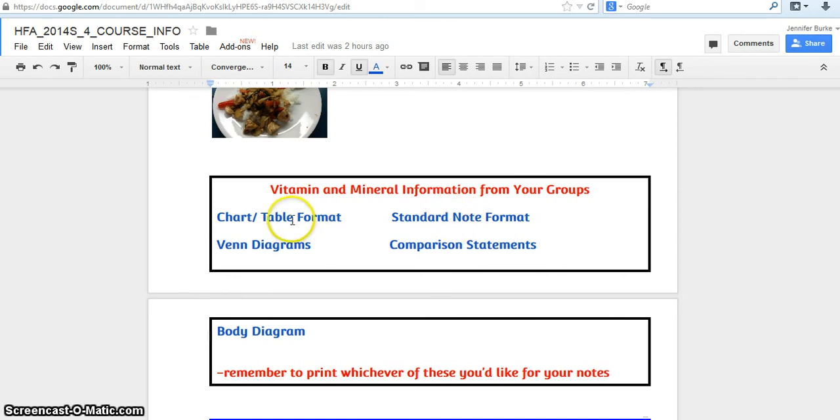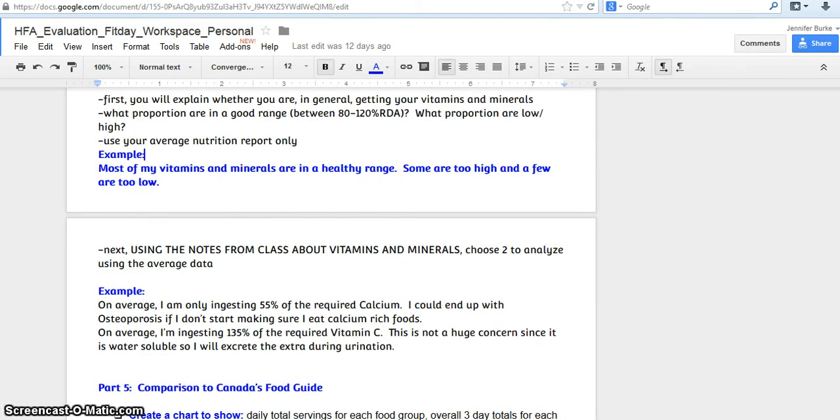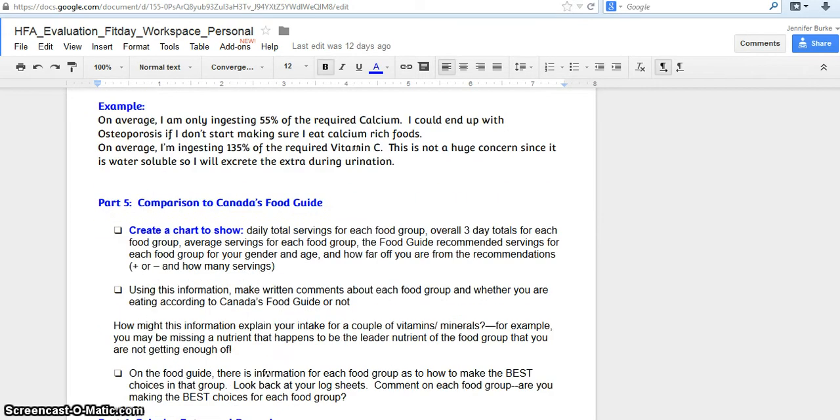So you click on one of these and you will talk about 2 of those particular vitamins and minerals. There are 6 in each class to choose from. And for those ones, you're going to give me your actual numbers, and you're going to talk about if you think that is a concern for you and why or why not. And here are 2 examples for you of how to do that.